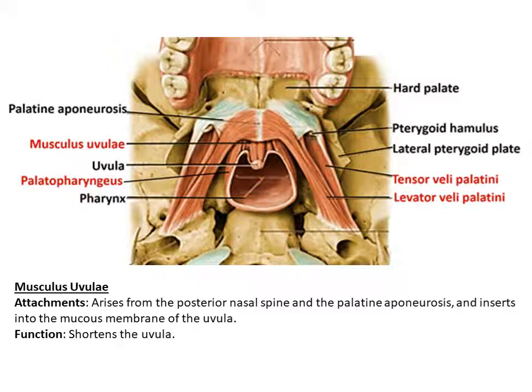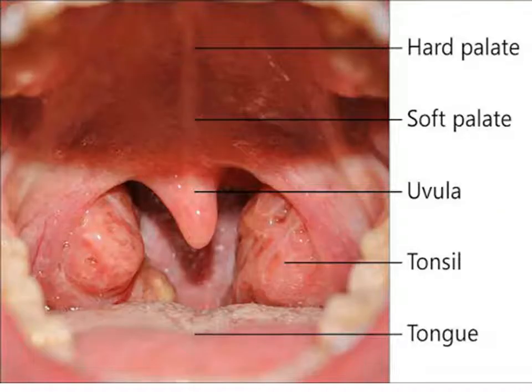While of the other two, the tensor veli palatini takes origin from the scaphoid fossa and medial pterygoid plate, and levator veli palatini takes origin from the eustachian tube and petrous part of the temporal bone. Both of them are inserted into the palatine aponeurosis. There is a huge functional role of the palatine aponeurosis here. Here you can see the musculus uvulae. It pulls up the uvula.